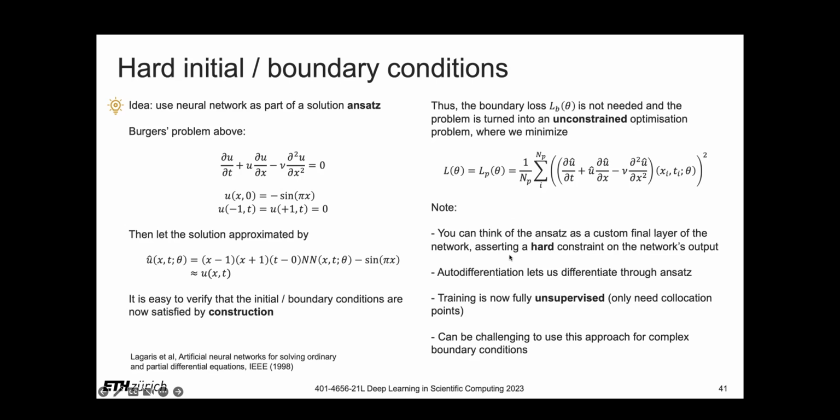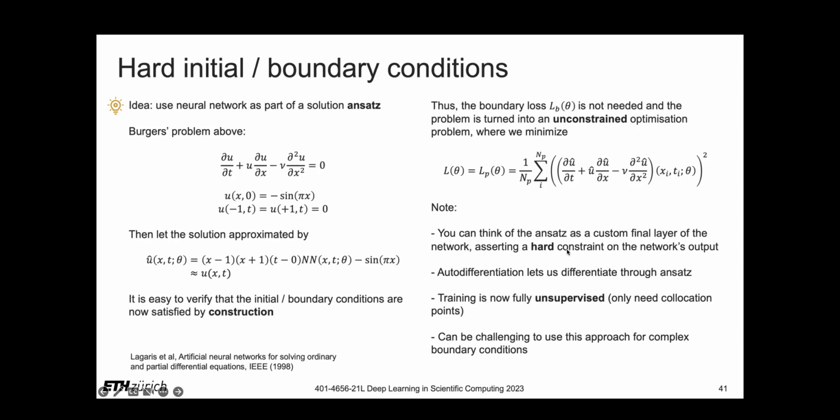So we can think of this expression here as just a bunch of operations on the network. And you could think of that as a custom final layer of the network that you're just applying a couple more operations to. So you could think of this whole thing as one conglomerate network. And you can think of that custom final layer as a hard constraint on the network's output. So like a physics-informed architecture even.